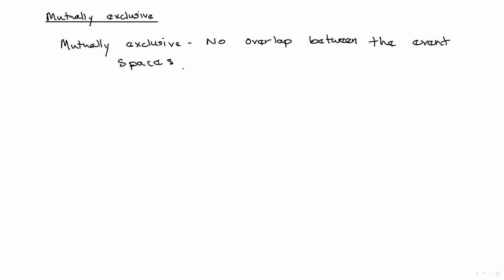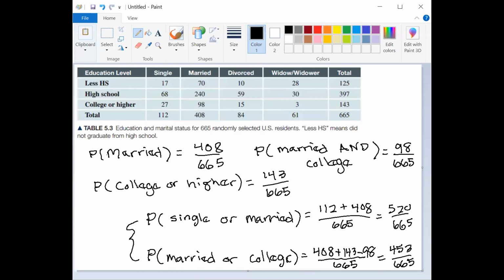All right, so let's go back to that last example and discuss other things that would be mutually exclusive. Because if we look at a table like this, mutually exclusive is kind of obvious when you know what to look for. All right, so what are examples of things that are mutually exclusive in this table?